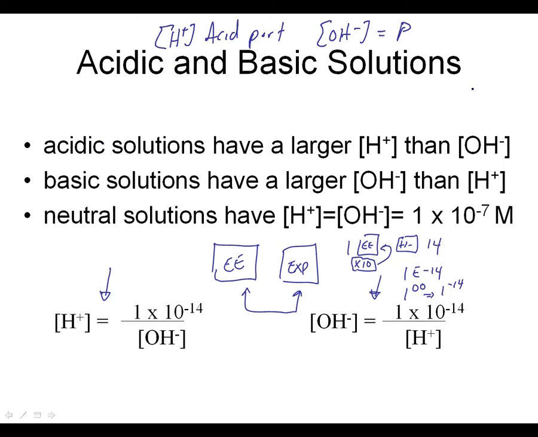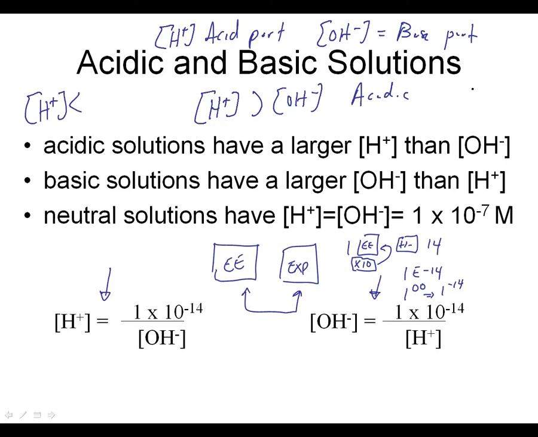So if you calculate it and the H plus is larger than the OH minus concentration, basically the acid part is larger than the base part, it will be acidic, as you see there. If you calculate and the H plus concentration is less than the OH minus concentration, it would be basic, as the base part is larger than the acidic part.